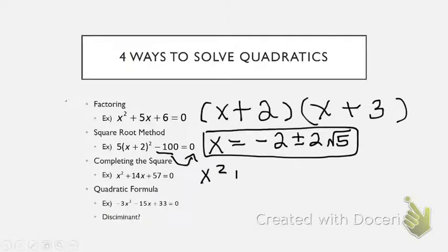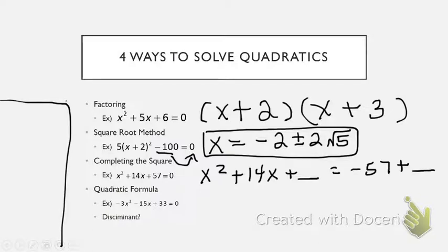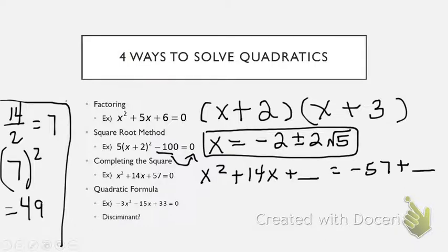X squared plus 14x equals -57 plus, now I know some of you like to go ahead and add in those blanks, add in that blank. What you do to one side, you must do to the other. In that blank is going to be half of b squared. Half of b, I tell my students to go in this little box over here, which is your work box. Half of b is 7, and then 7 squared is equal to 49, okay? So I'm going to put 49 on both sides.